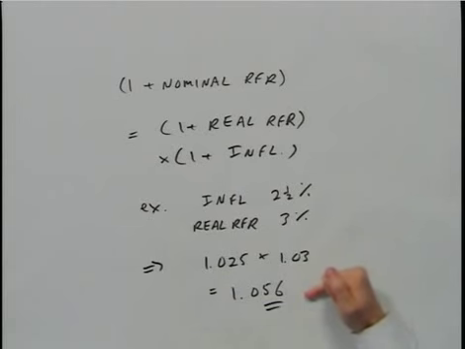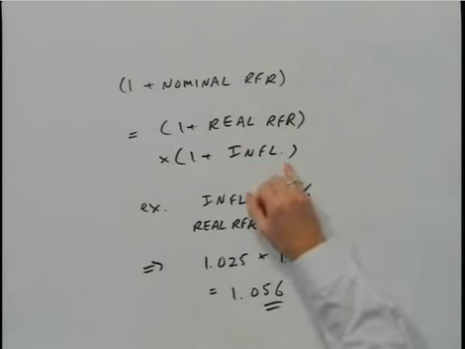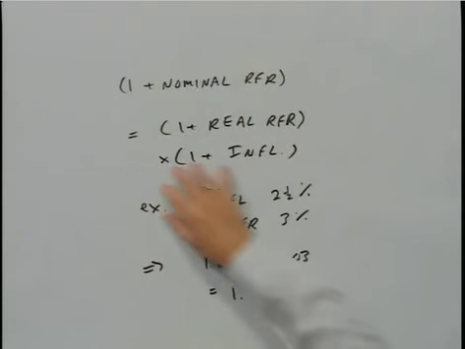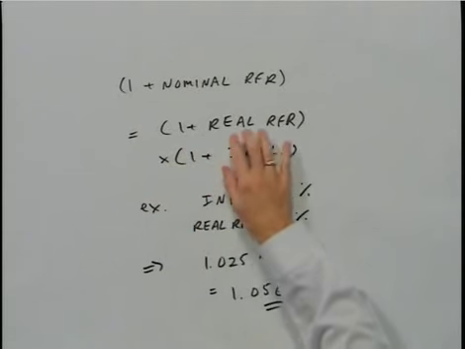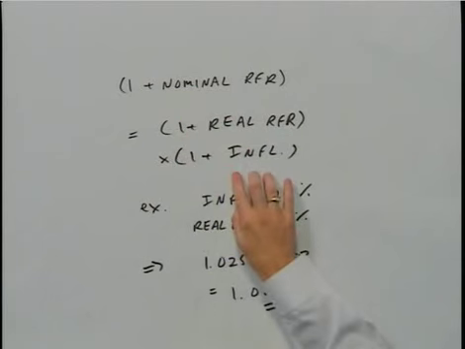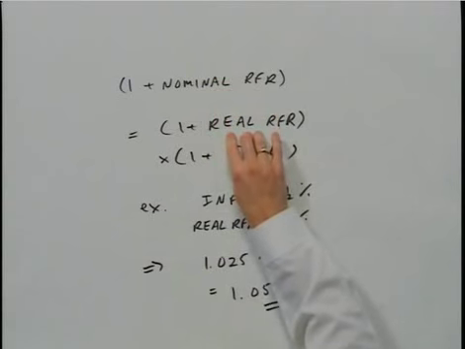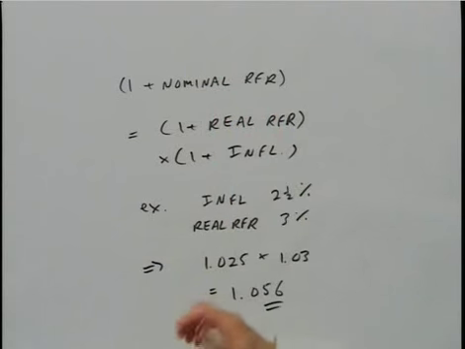You could, of course, derive any one of these three given the other two. So bearing in mind, you may want to rearrange this equation and work out the real risk-free rate of return given the nominal and given the inflation level, or work out the implied inflation given the nominal and the real, just using simple algebraic principles.